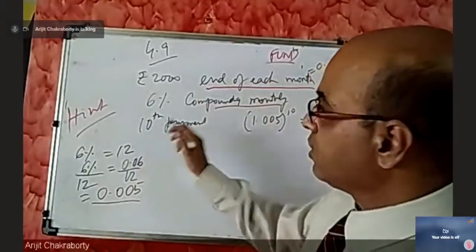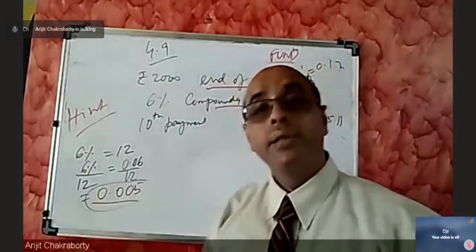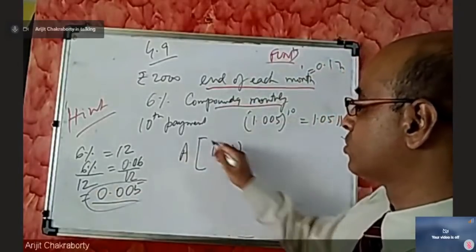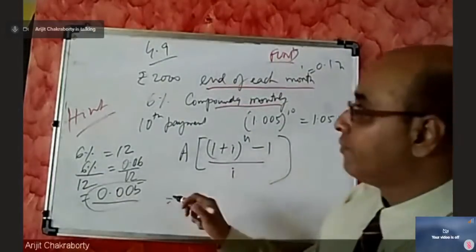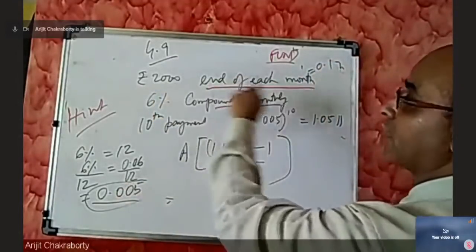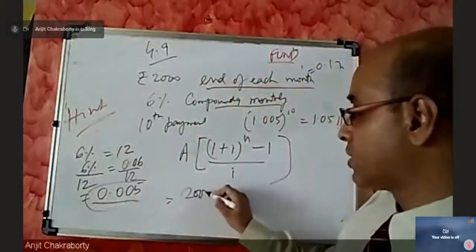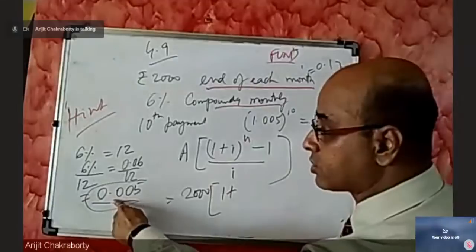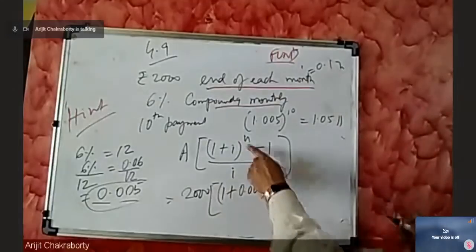That is the way. So you have here 6% compounding. This means 0.005. The formula is simple. You have seen the formula A into 1 plus I to the power n minus 1 by I. Fine. So here we know that A is equal to 2000 because at the end of every month, 2000 rupees is paid. So 2000 into 1 plus I to the power n. So 1 plus I is now 0.005. So 1 plus 0.005 to the power n.